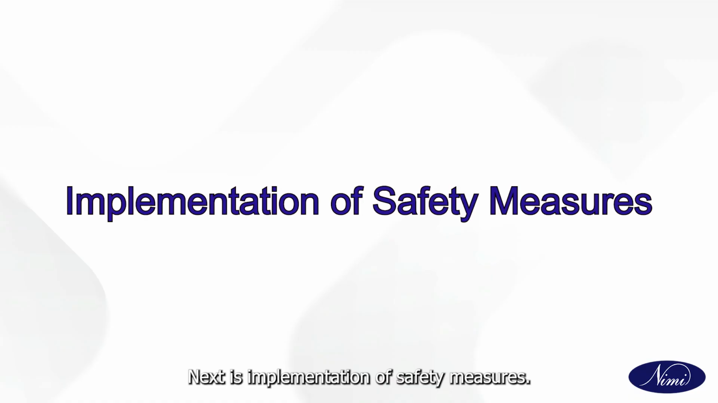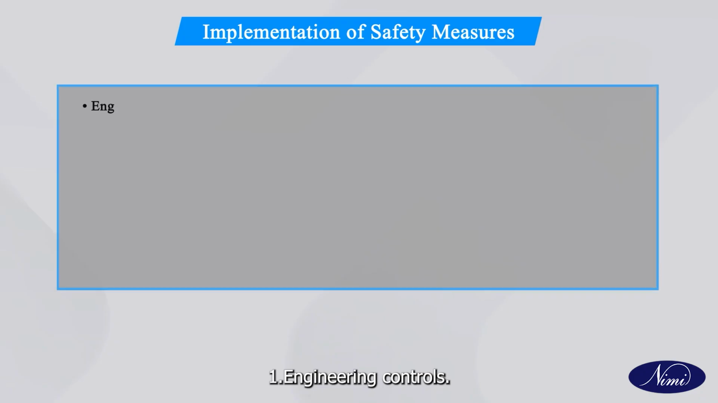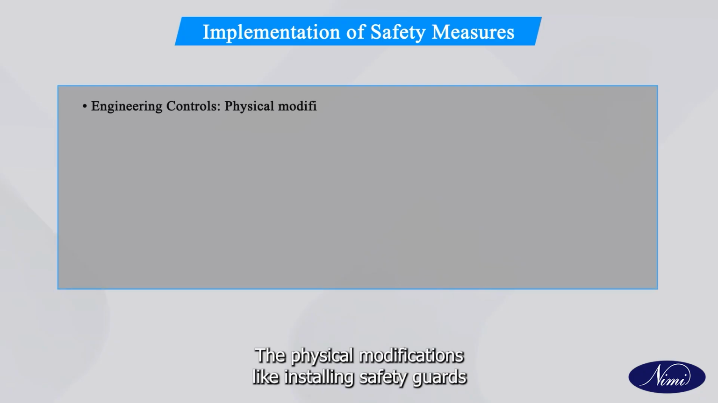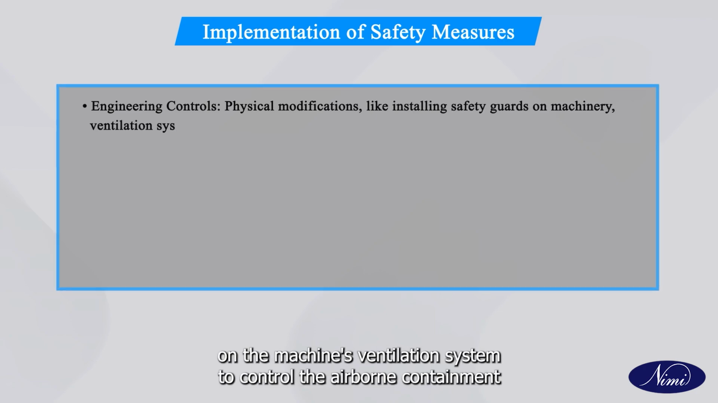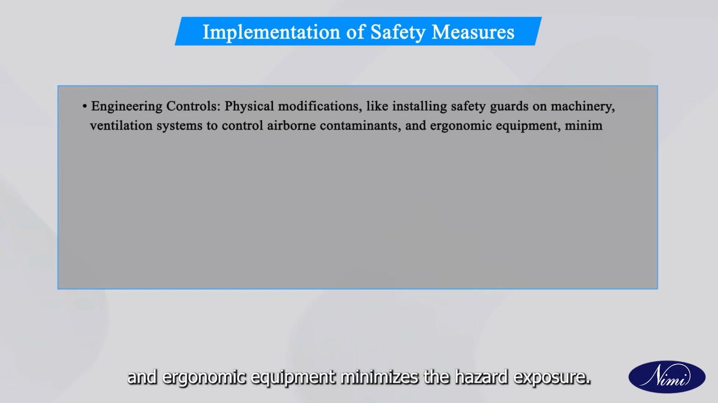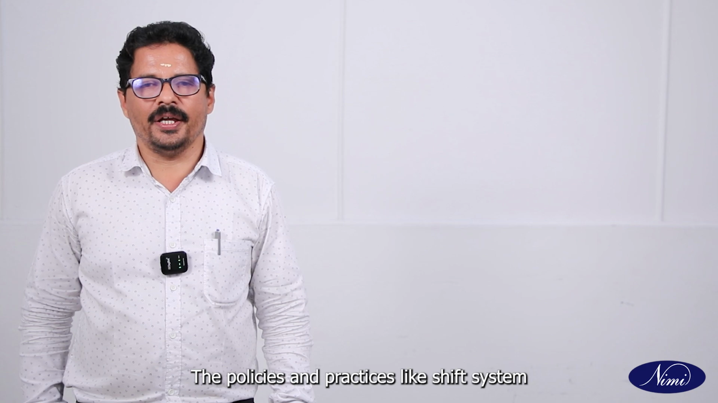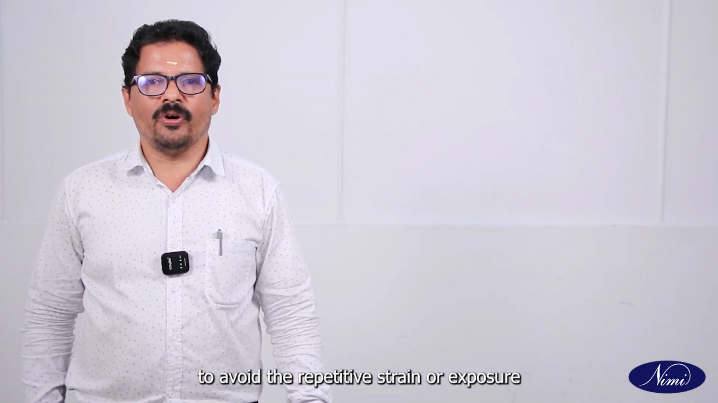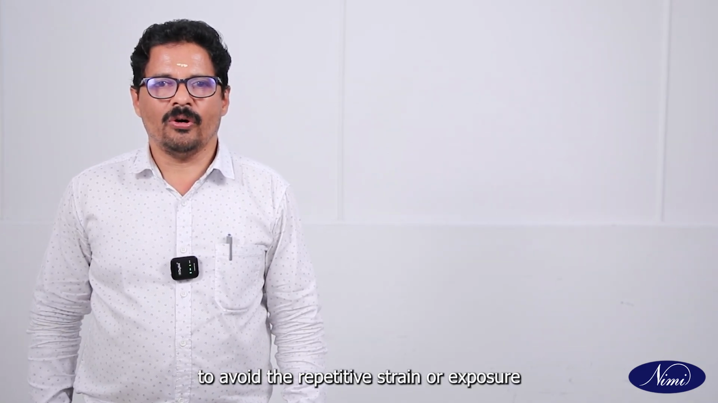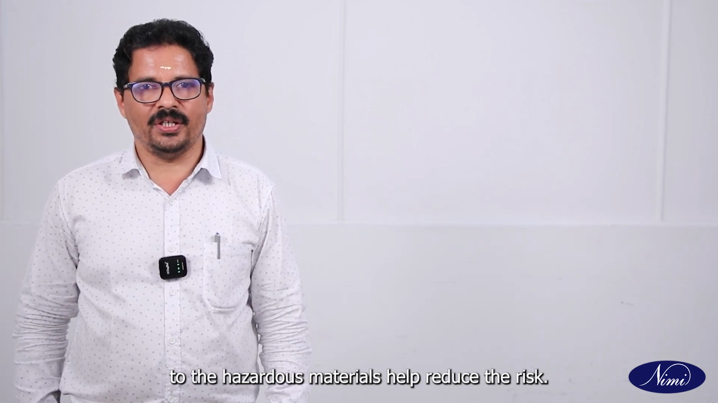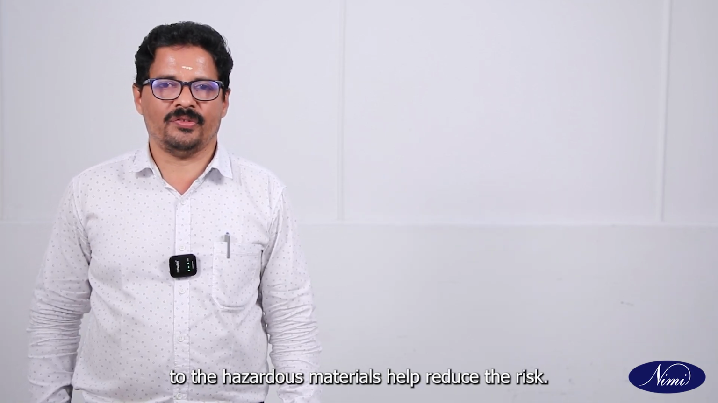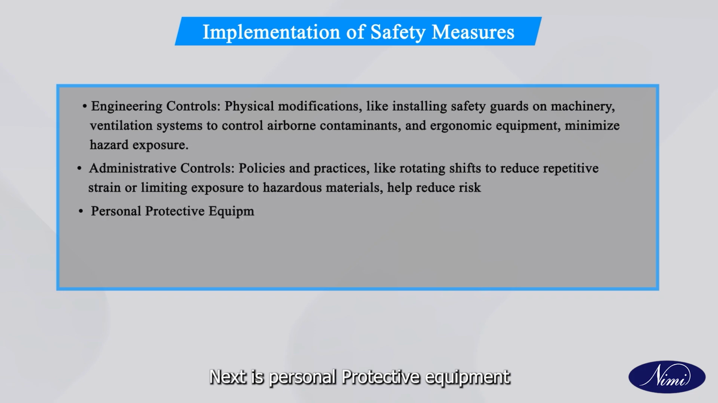Next is implementation of safety measures. The first one is engineering controls. Physical modifications like installing safety guards on the machines, ventilation systems to control airborne contaminants, and ergonomic equipment minimize hazard exposure. Next is administrative controls. Policies and practices like a shift system to avoid repetitive strain or exposure to hazardous materials help reduce the risk.